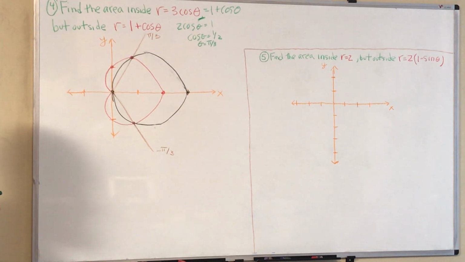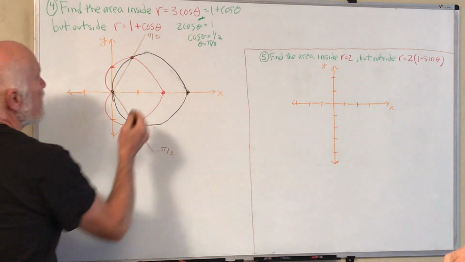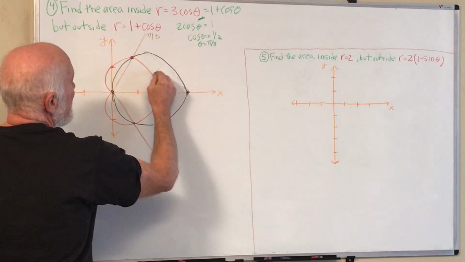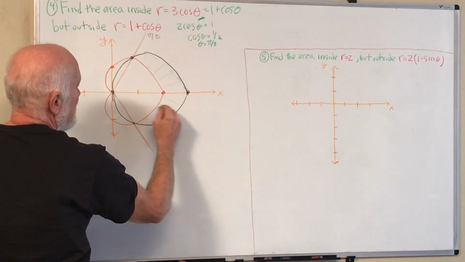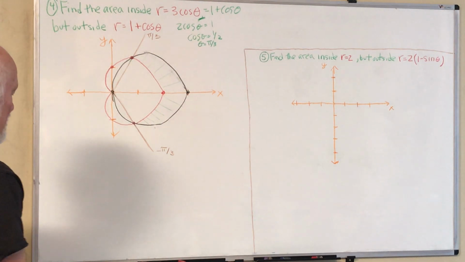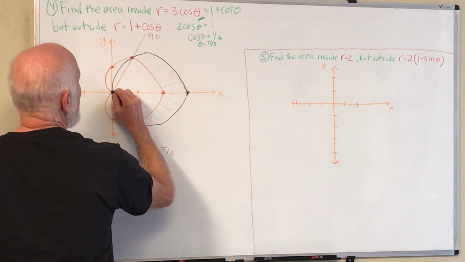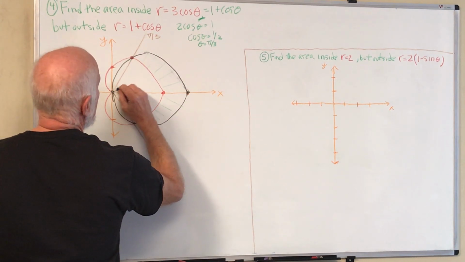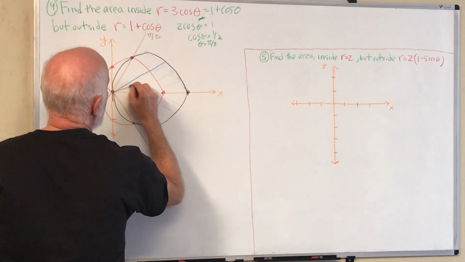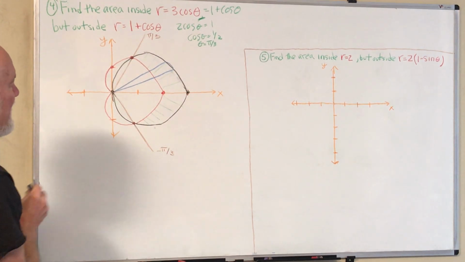A heart. So that's called a cardioid. So what we're looking for is this area right in there. So I'm going to draw in my slice of pie. My slice of pie is going to look like that. And what is the pie made up of?